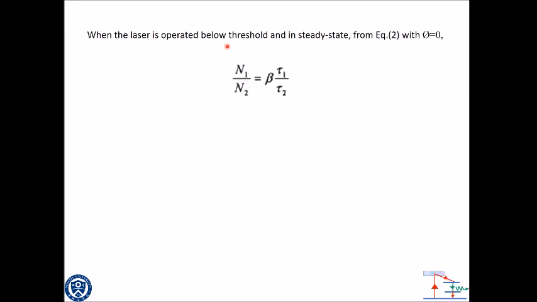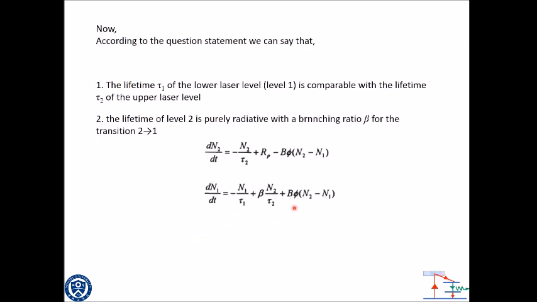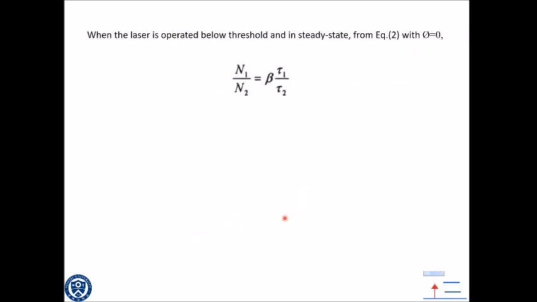Now, the updated rate equations for the levels N2 and N1 can be given by this. When the laser is operated below the threshold level in the steady state, phi in the above equation is 0. So by rearranging the terms, we can say N1 over N2 is equal to beta times the ratio of tau 1 and tau 2.